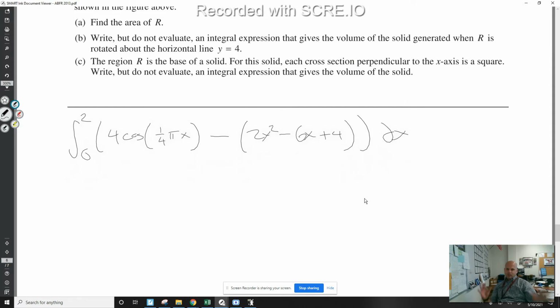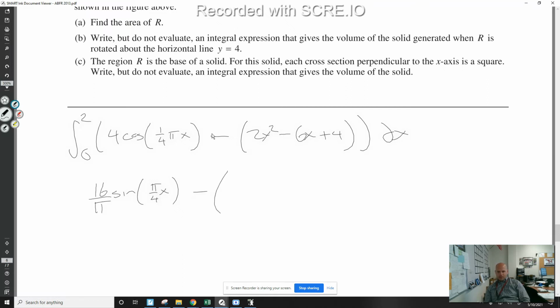Great. That's just the setup. You have to take the antiderivative. You have to plug in 0 and 2. So here we go. I got 4 sine of pi over 4 x. But then I have to multiply by the reciprocal of this. So I need to multiply by 4 over pi, which is why I get 16 over pi.